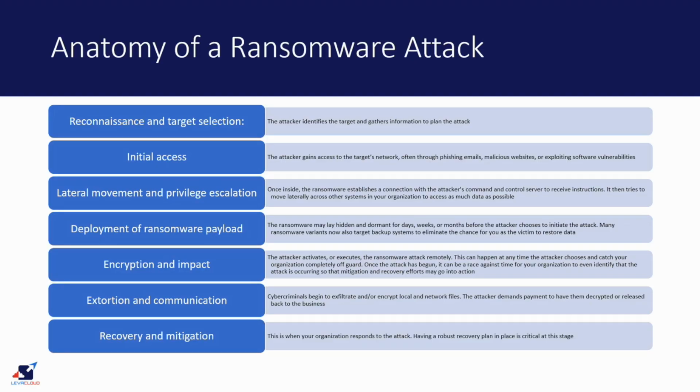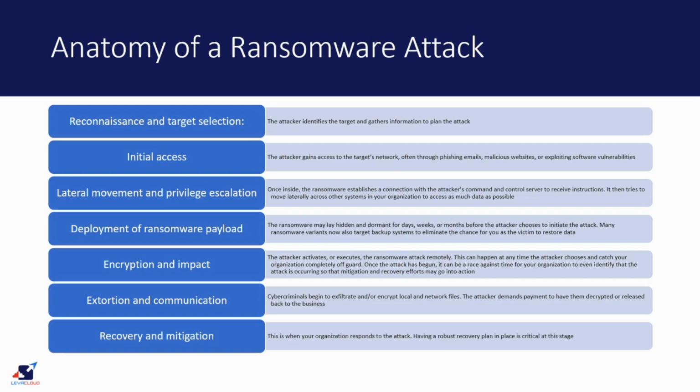So let's break it down and talk a little bit about the anatomy of a ransomware attack. First off, the reconnaissance and target selection phase. The threat actors will identify potential targets, and they begin a data gathering phase so that they can plan for the attack. Now, once they've done that, we get into initial access.